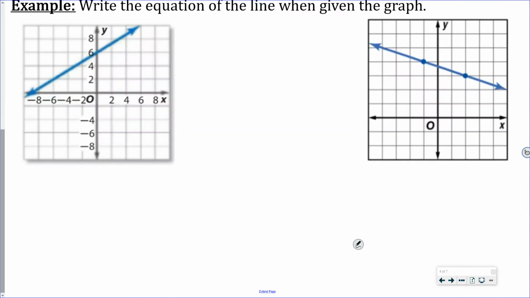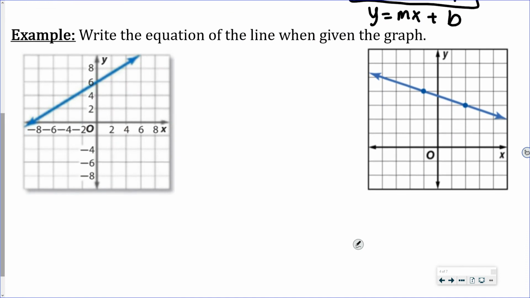Now, this is a great example of when we can just jump to slope-intercept form. Look at the second graph. Can I clearly tell where that crosses my y-axis? No, it looks like maybe 3 3/4, but I'm just guessing. All right, this one, I can see my y-intercept. My y-intercept is clearly 6.